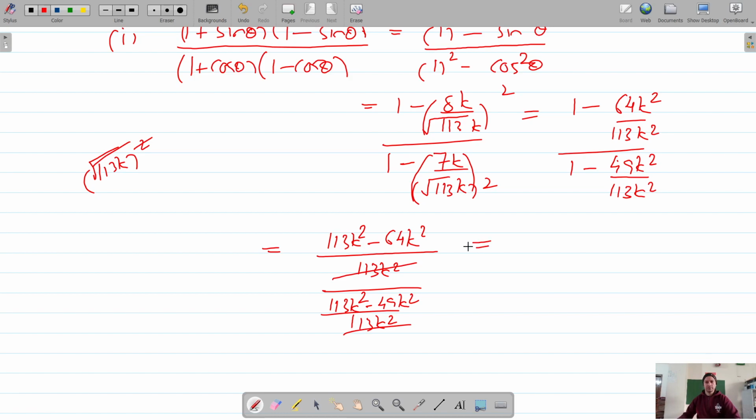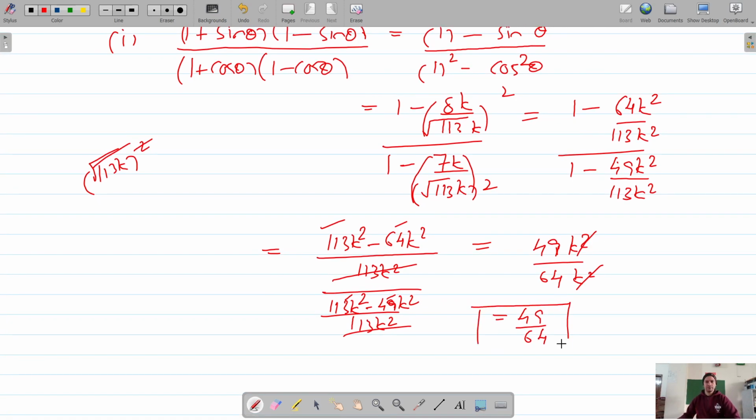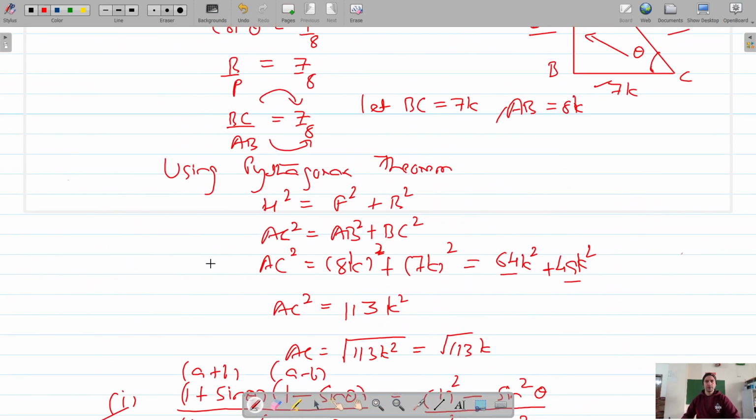This gets cancelled, the denominators are the same. So 113 minus 64 is 49k square, and 113 minus 49 is 64k square. So it should be 49 by 64. That's our answer for part one.